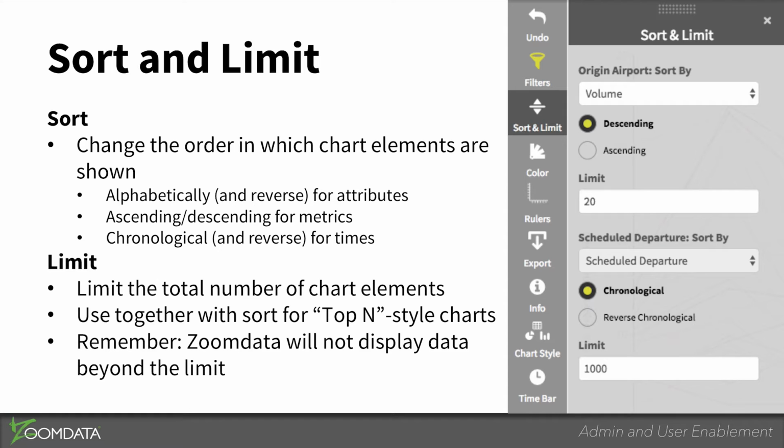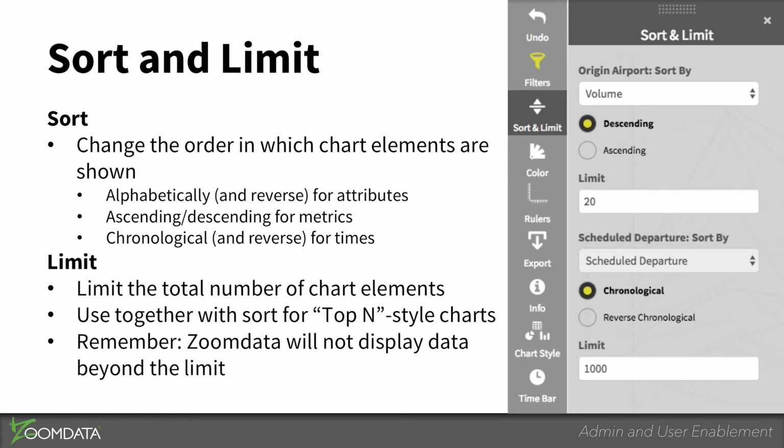So once again, sorts change the order in which chart elements are shown. And what you just saw was a descending metric sort. However, there are other types of sorts as well. If it's an attribute, you can sort it alphabetically or reverse alphabetically. And for times, you can sort them chronologically or reverse chronologically. The limit will limit the total number of chart elements, and you can use it to create top-N style charts.